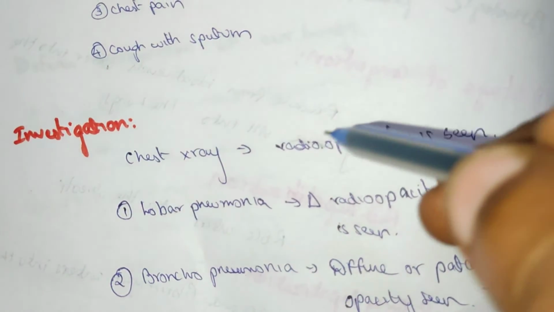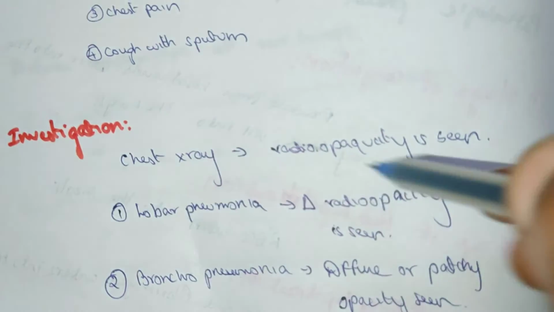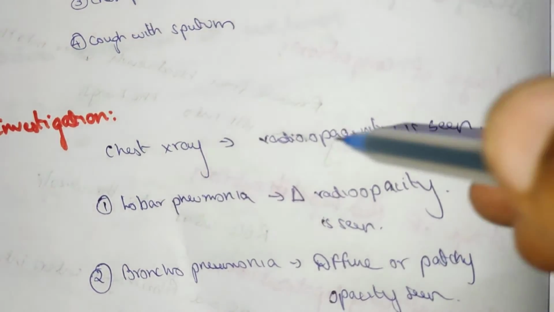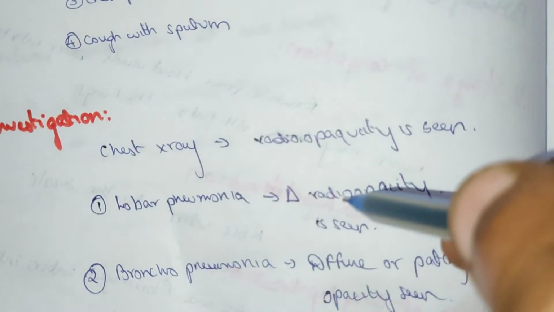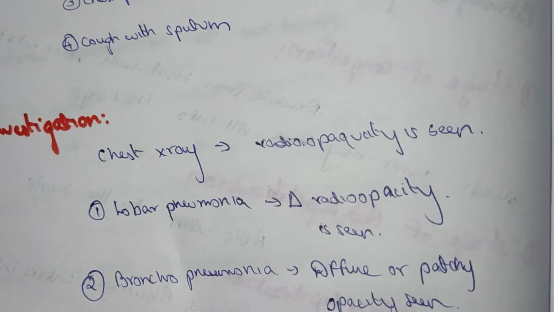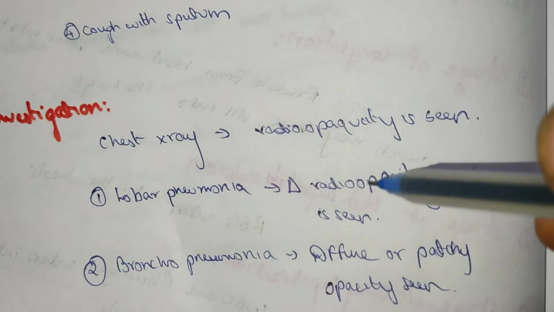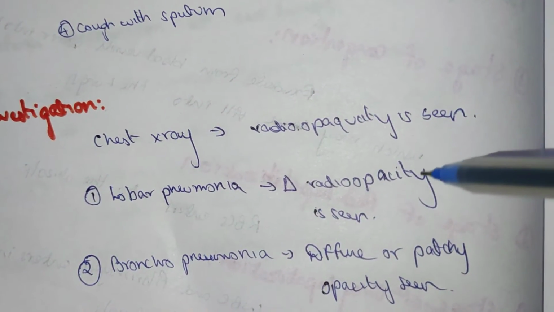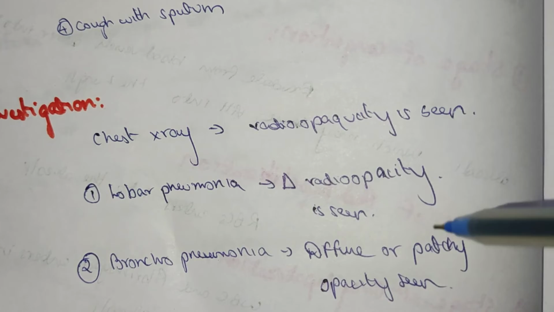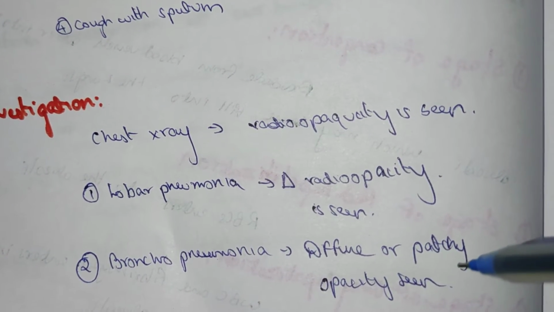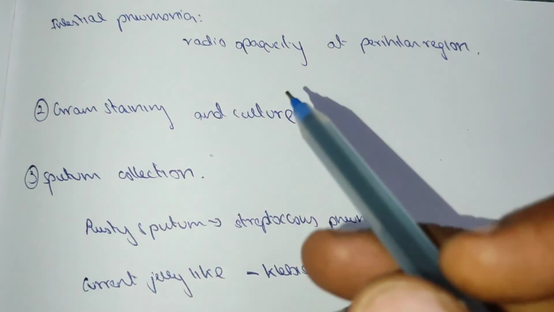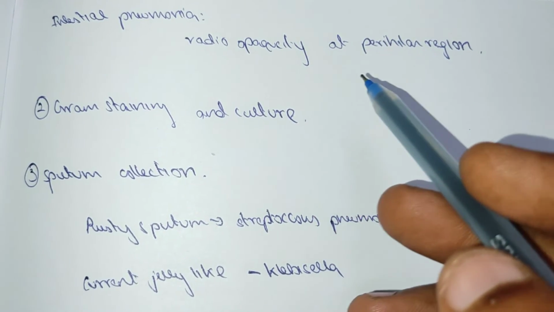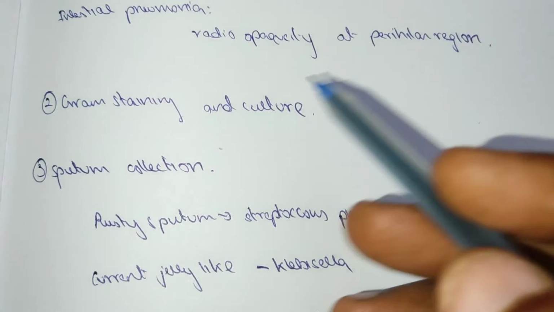Investigation. First one is chest X-ray. Radio opacity is seen. Mostly in lobar pneumonia, triangular shaped radio opacity is seen because the lobes are affected. In bronchopneumonia, diffuse patchy opacity is seen. In interstitial pneumonia, radio opacity at the perihilar region is seen.